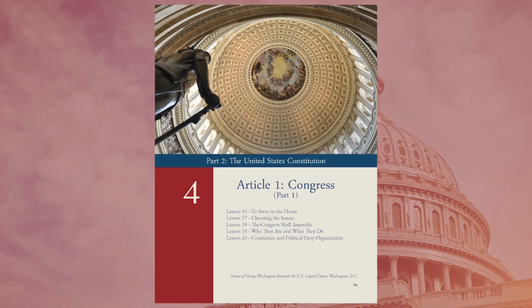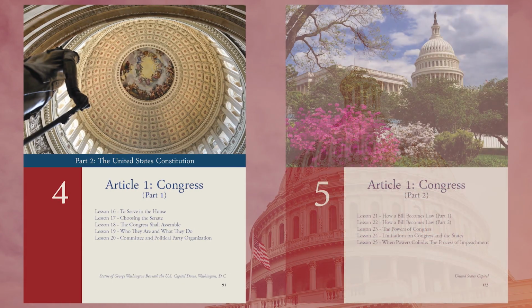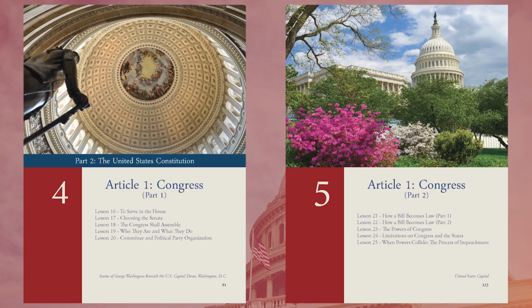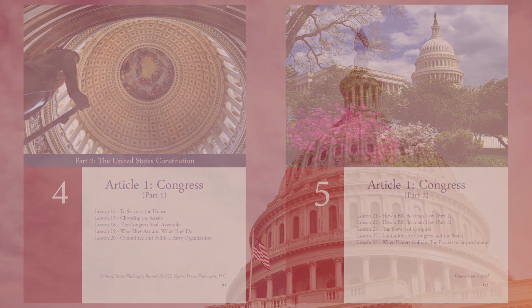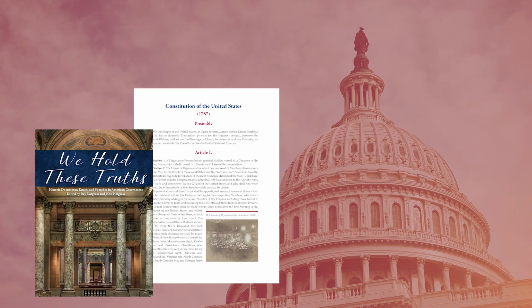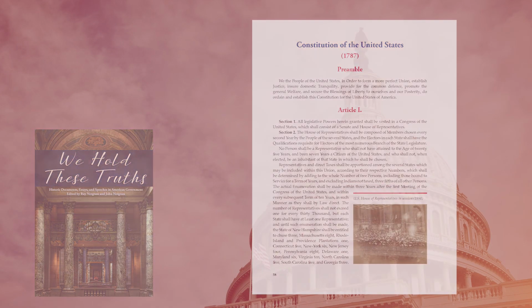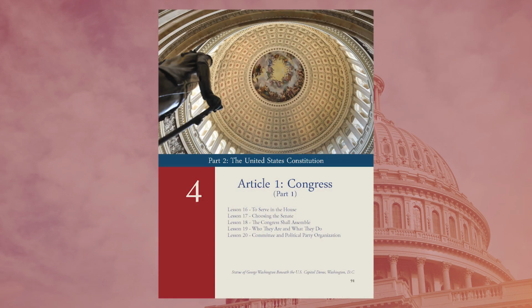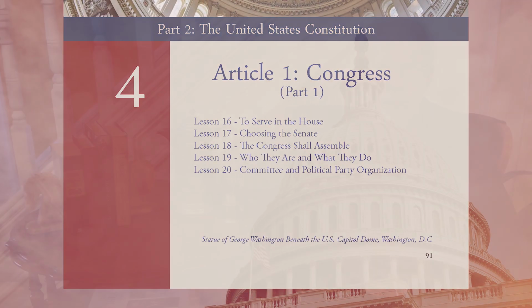Let's look at Unit 4 of Exploring Government. This is a good example of how thoroughly and practically the curriculum covers the subject. Unit 4 is the first of 2 units on the U.S. Congress. Over this and the next few units, the student reads the entire United States Constitution, which is found in We Hold These Truths. The lessons lead the student in a study of the various sections of the Constitution. We spend 2 units on Congress because the Constitution treats it as the most important part of the federal government.